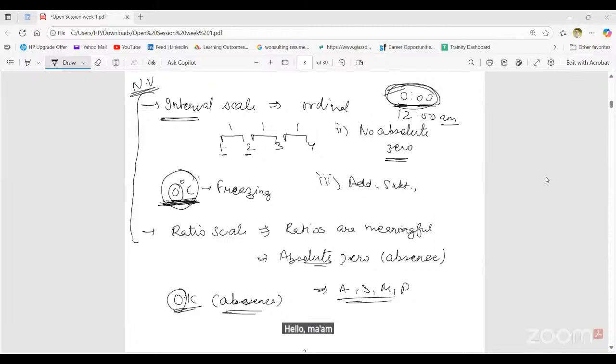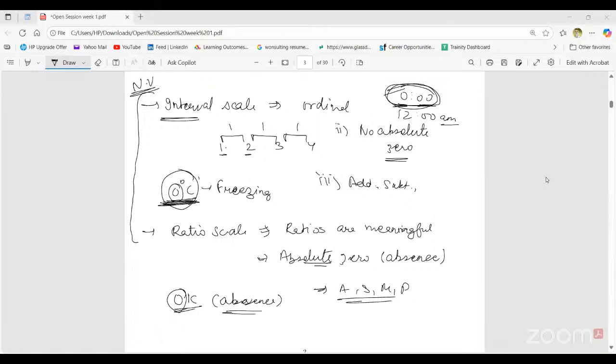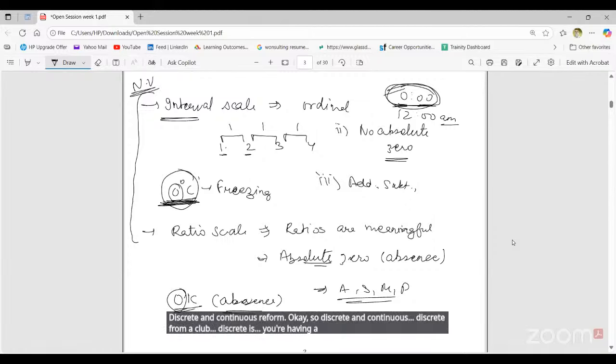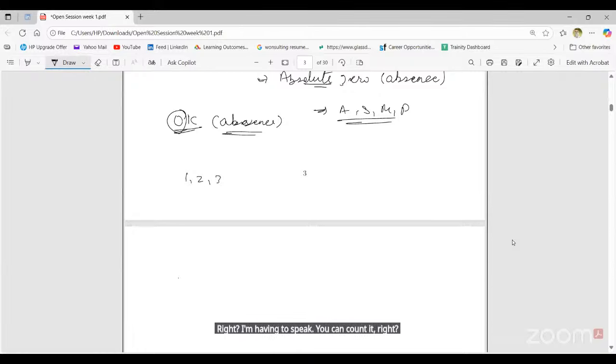Ma'am, I have a doubt in discrete and continuous data. Can you please explain by giving some examples? Discrete and continuous data, okay. Discrete is when you're having unique discrete values. So let's suppose I'm having values like 1, 2, 3, 4, 5. I'm having discrete; you can count it, right? 1, 2, 3, 4, 5.